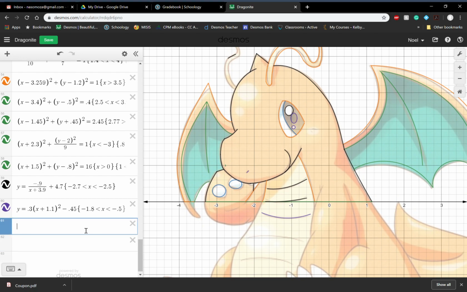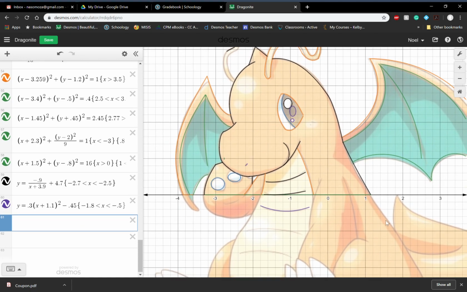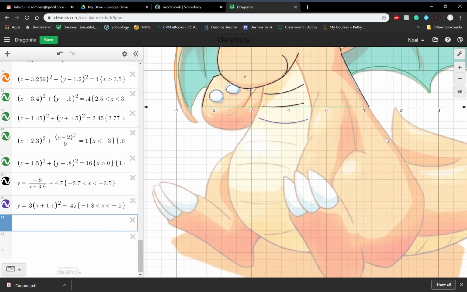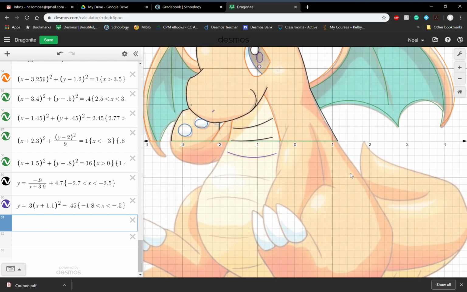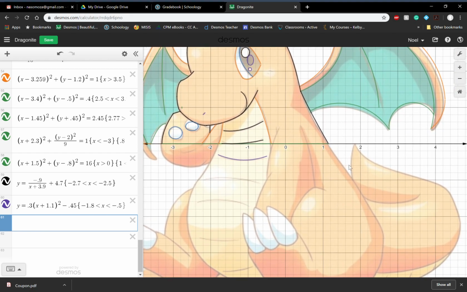Let's see, what else was the last type of function? Absolute value. Okay, so absolute value. Let's see if I can find something that's kind of a V shape here, or even if it's not really a V shape. You see how this long line right here kind of looks more like a straight line. It doesn't really look like a curve. I can try to make an absolute value function that lines this up right here. So let's try that. So y equals a absolute value.